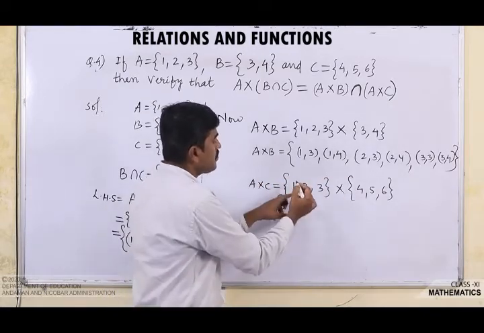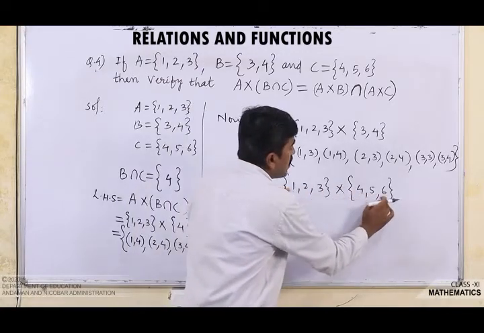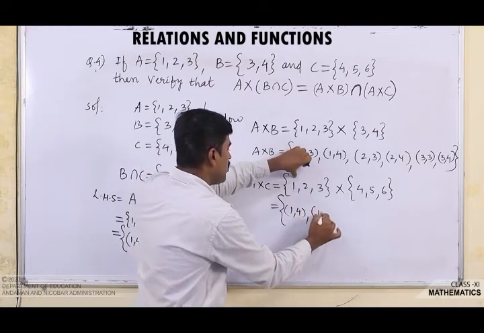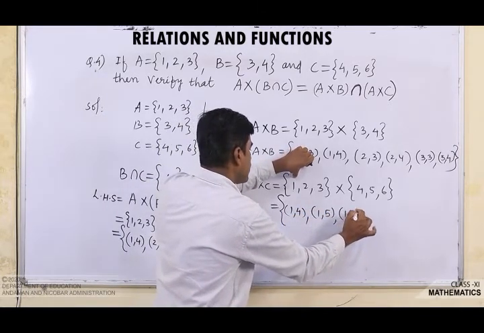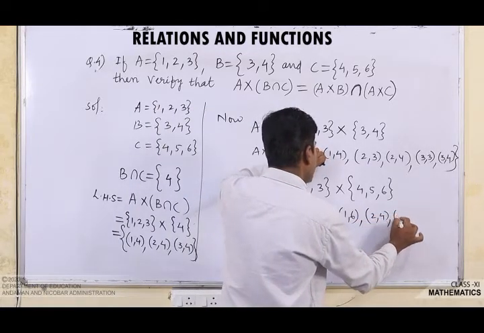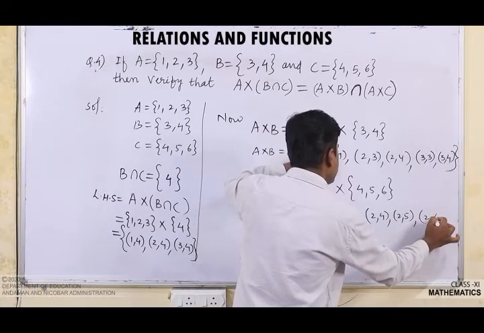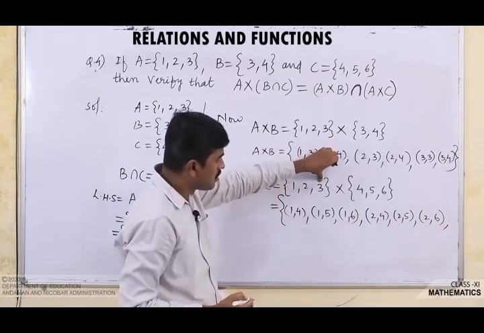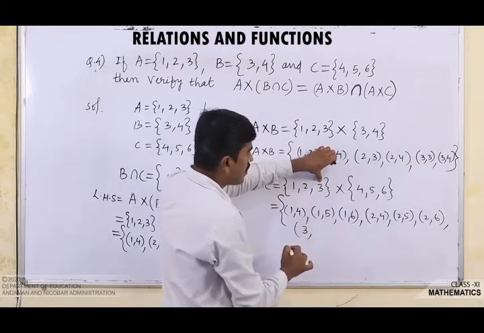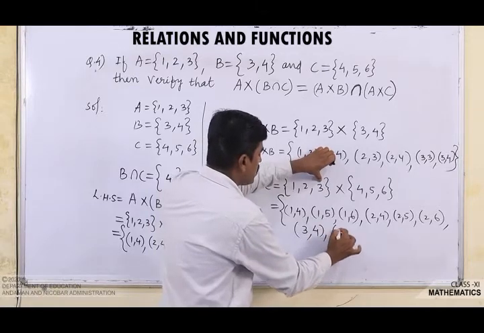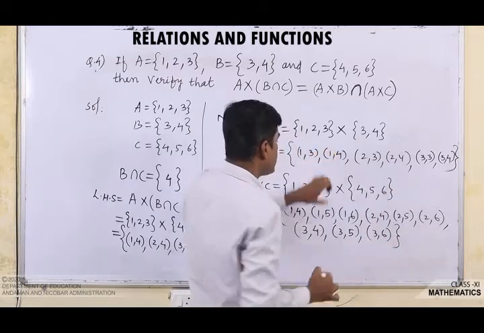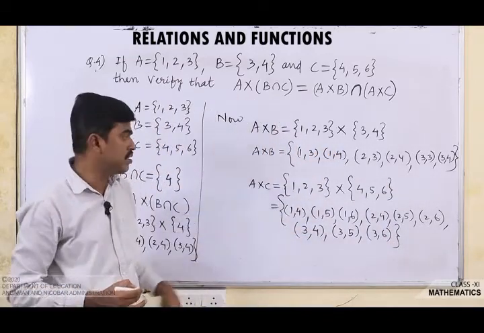So first take 1 and make ordered pairs with these 3 elements: (1, 4), (1, 5), (1, 6). Again take 2: (2, 4), (2, 5), (2, 6). Next take 3 and link 3 with all these elements, that means make ordered pairs (3, 4), (3, 5), (3, 6). So we got 9 ordered pairs in this A cross C.